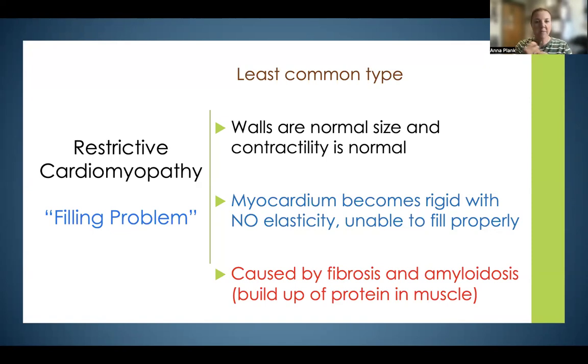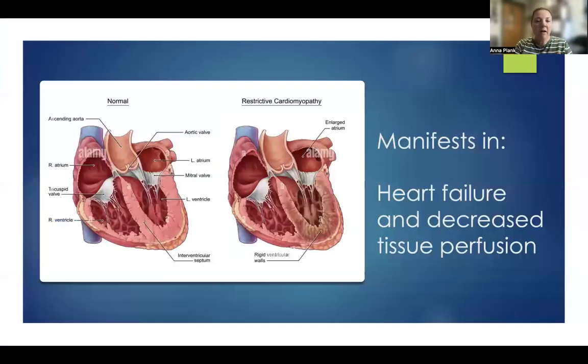It can be caused by some type of scar tissue or fibrosis, or amyloidosis, which is a condition where there's a buildup of protein that embeds itself in the muscle, which then impacts its ability to stretch and move. So very, very uncommon, but you can see in this picture here that the size is the same, right? You can just see a difference in the quality of the cardiac cells as they're being replaced by fibrous tissue.